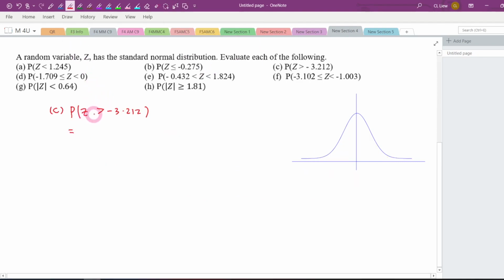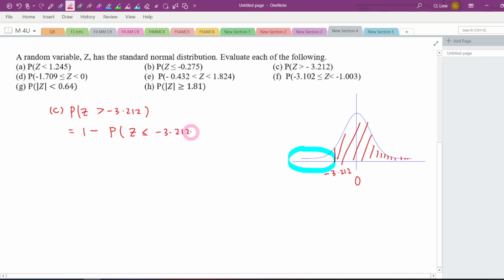Okay, we want to find the probability for z value greater than negative 3.212. Okay, negative number will be on the left hand side. This is 0. Negative 3.212 greater than, it means this part. So I know that the answer must be greater than 0.5. Okay, so I'm going to take 1 minus this part. I don't want this part. So 1 minus probability for the z value less than or equal to negative 3.212. But you cannot get a negative value on the table, so I'm going to convert it.